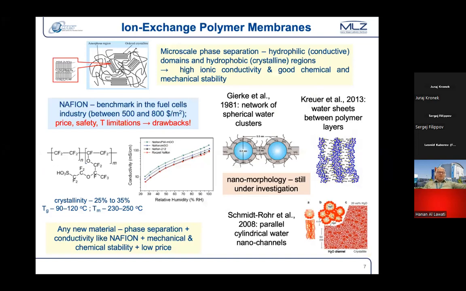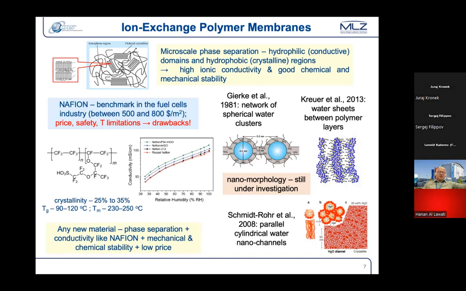Now, Nafion is the benchmark in the fuel cell industry. We can see it is characterized by nice conductive properties. However, efforts, as I mentioned, are spent to find alternative materials, and any such new material should fulfill the condition that it shows a microscale phase separation regarding the structural characterization, into hydrophilic conductive domains and hydrophobic crystalline regions. This is the optimal combination to provide high ionic conductivity and good chemical and mechanical stability.